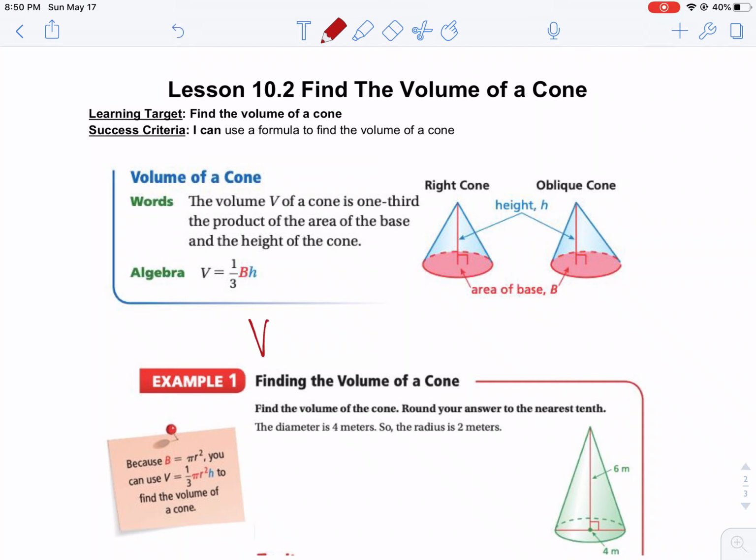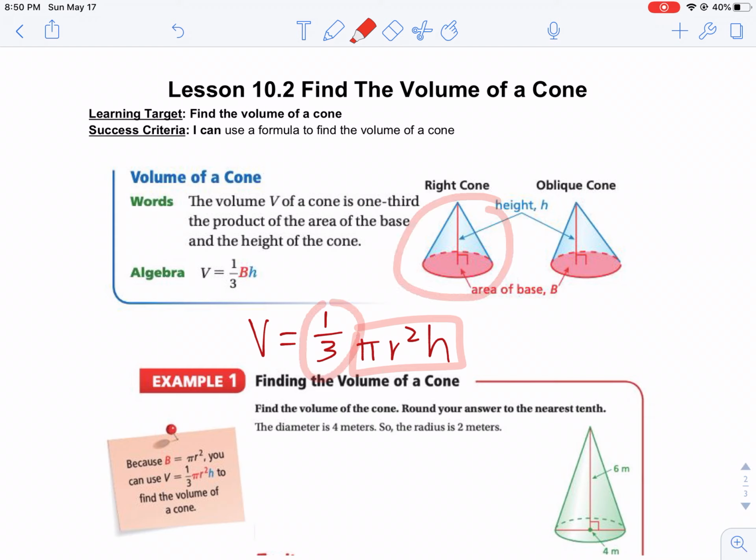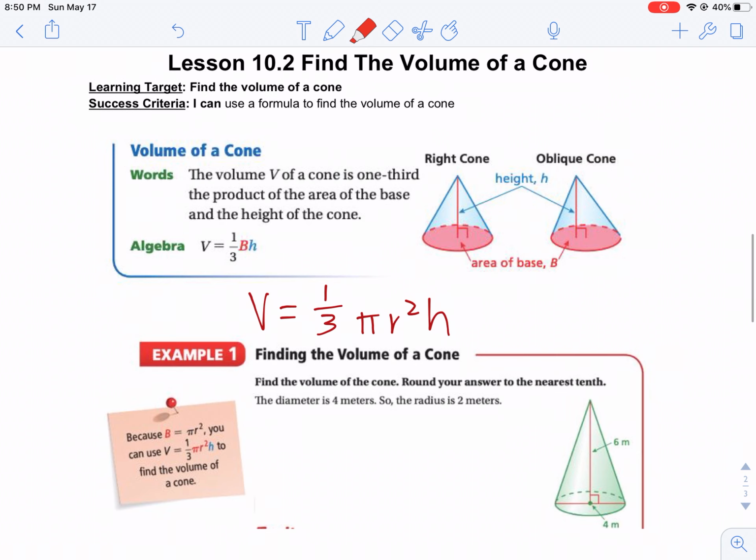So the formula for volume of a cone is 1/3 pi r squared h. The pi r squared h portion is the same as a cylinder. We had that formula the other day. And it takes 3 cones to fill up a cylinder, so we have 1/3 the volume of a cylinder. Okay, so that's the formula we're going to be using for these problems.